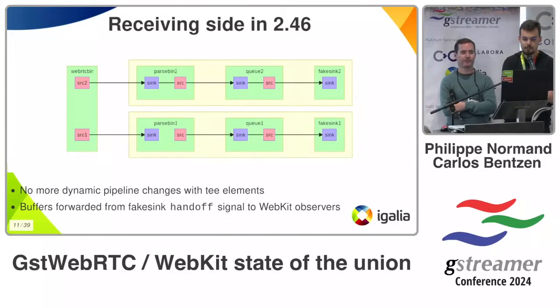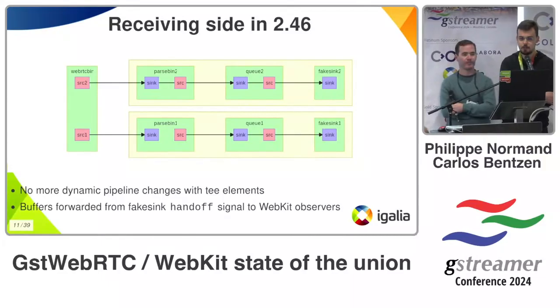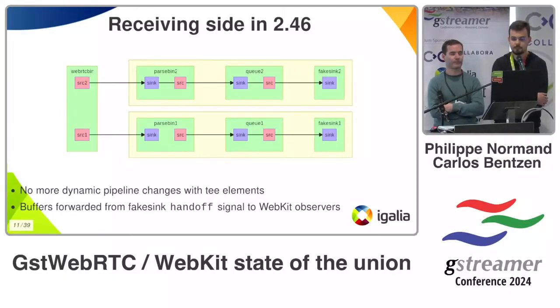Now, after webrtcbin creates those source pads, they're connected to a bin that has parsebin, and that will basically go into fake sinks, and we will use the handoff signal to capture the buffers and signal that to the WebKit observers. So that will forward the buffers to the next part of the WebKit pipeline. Let's say going into the playback pipeline.